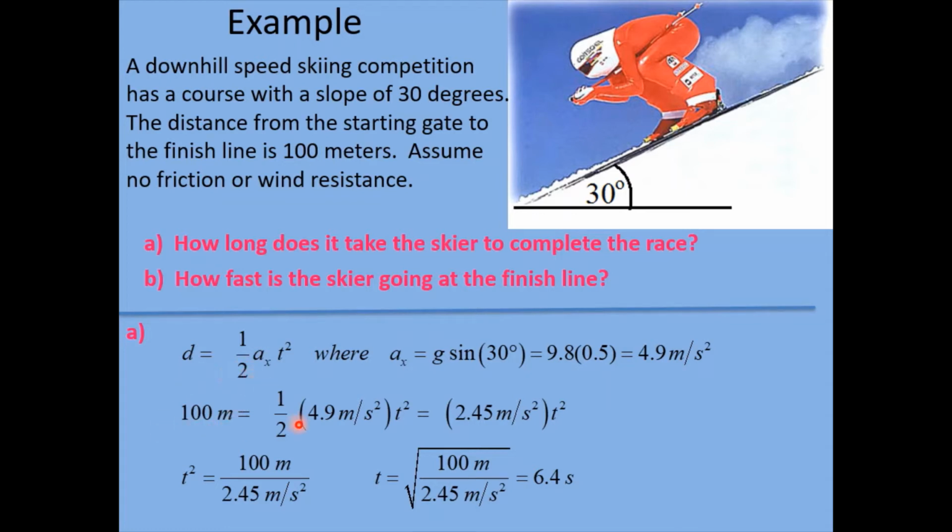We know our distance is 100 meters, and that's equal to 1/2 times 4.9 meters per second squared, that's our acceleration, times t squared, and t squared is what we're solving for. So 1/2 of 4.9 is 2.45. Finally, we can solve for t squared by dividing 100 meters by 2.45. To get t, let's take the square root. So t is the square root of 100 over 2.45. You can tap that out on your calculator and you'll find the time to be 6.4 seconds to get down the slope.